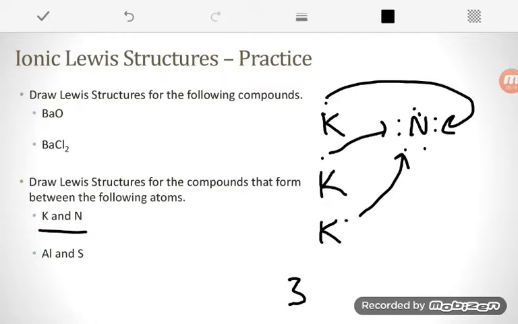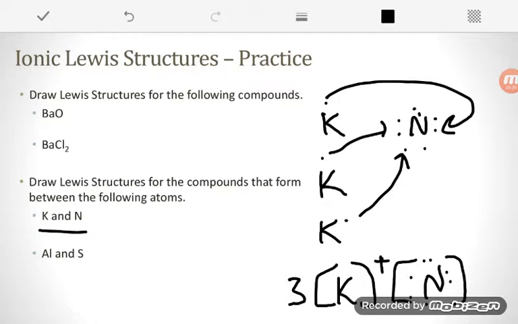So we've had 3 potassiums, and each one has given away 1 electron to become a +1 charge. And we have a single nitrogen that has finally achieved an octet, and it had to gain 3 electrons to get there, so it has a -3 charge. That should be a 3 there, not showing up very well. So 3 positive potassium ions for every 1 nitrogen. All right, let's look at another one with aluminum and sulfur.